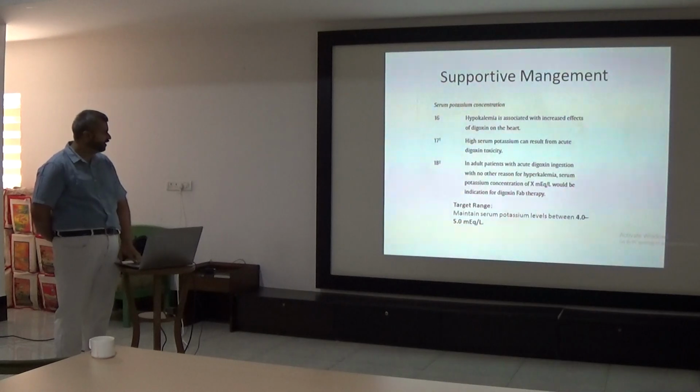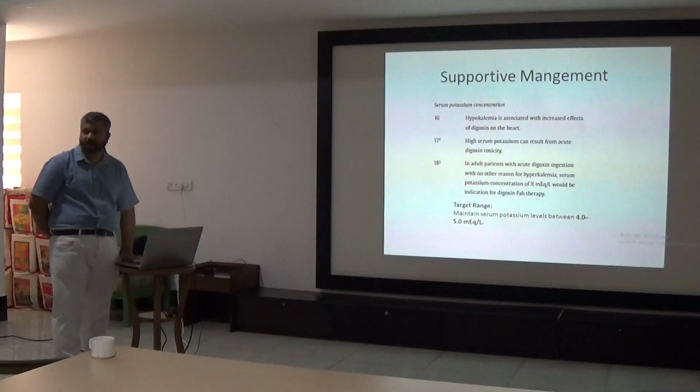As per the AHA guidelines, a patient with a potassium level of 6.5 who is symptomatic with digoxin, classic digoxin toxicity, is a classic indication of antibody therapy. The normal range to be maintained in a patient taking digoxin is 4 to 5. Is it 6.5 or more than 5? For digoxin antibody it's more than 6.5.